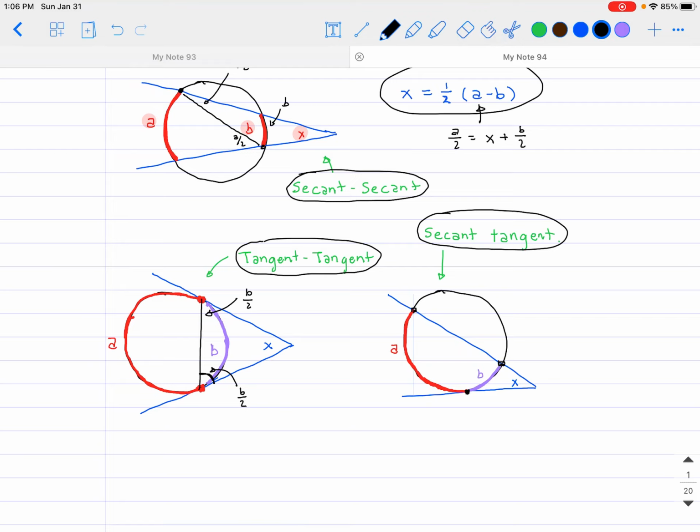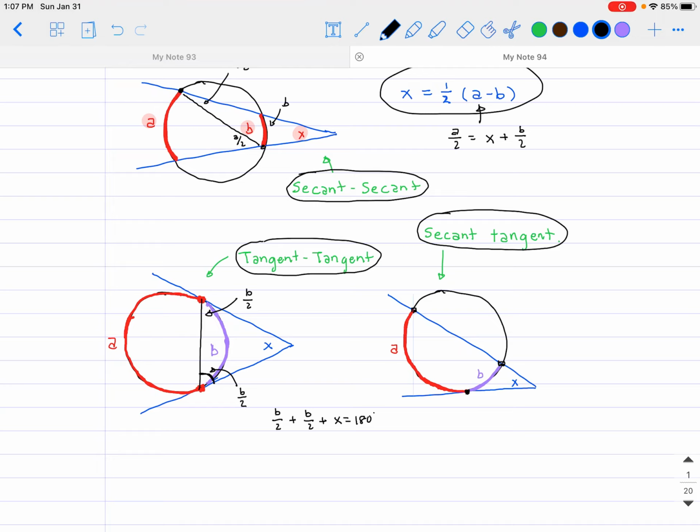Anyhow, now I want to find some relationship between all of these angles. One that I definitely see is the following: b over 2 plus b over 2 plus x is equal to 180 degrees. So the question is, how do we bring a into all of this?